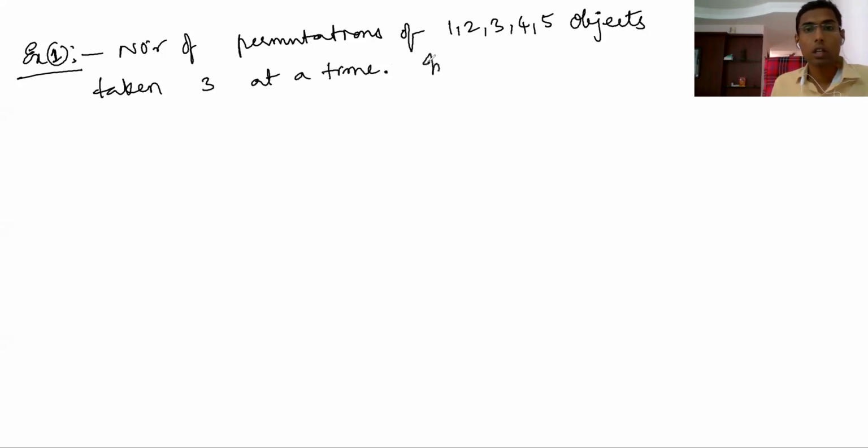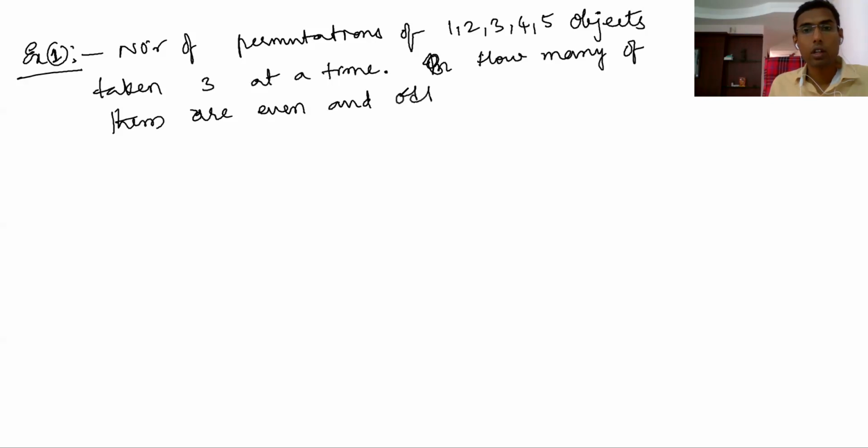Next question is: how many of them are even and odd? That means the number of permutations of these 5 objects taken 3 at a time. So here the 5 objects are 5 numbers. How many of them are even and how many of them are odd? That means the number of 3-digit numbers is being asked.